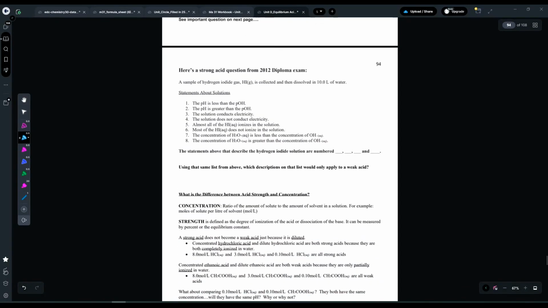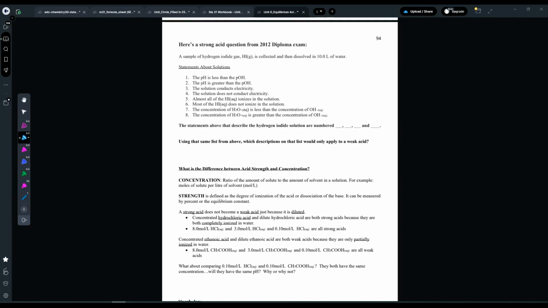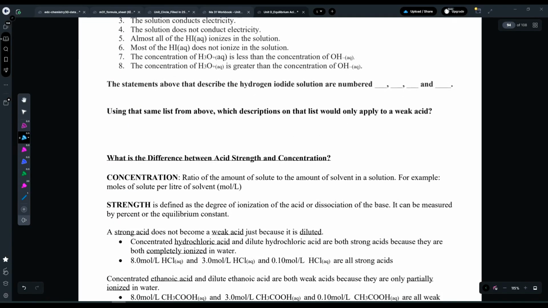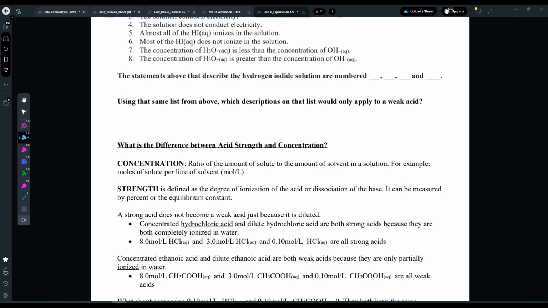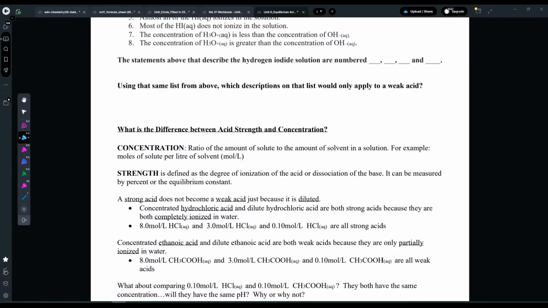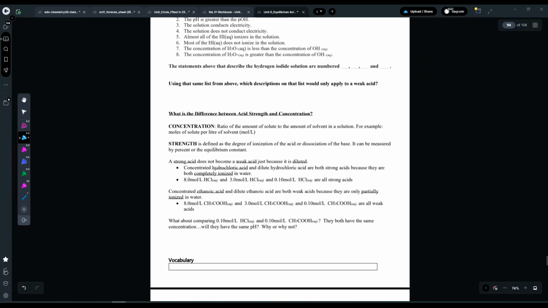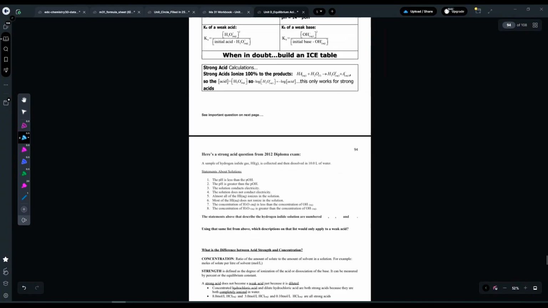Okay, and then beyond that, there are some sample diploma questions and some more information on the difference between acid strength and concentration, which I very briefly mentioned earlier in the lesson. So concentration has to do with the amount of solute compared to the amount of solvent in a solution, whereas acid strength refers to how much an acid is going to ionize in solution. Okay, so concentration and strength of an acid are two different concepts. So make sure to read through this on your own time here.